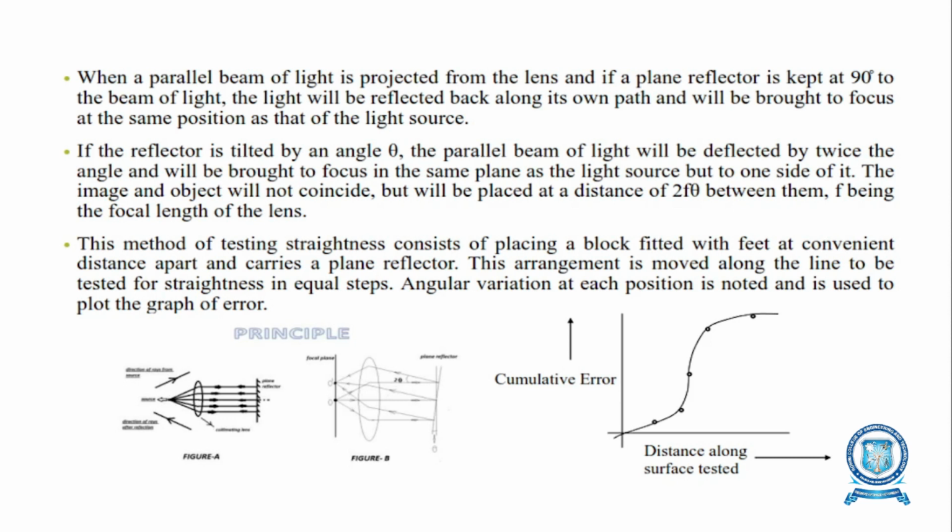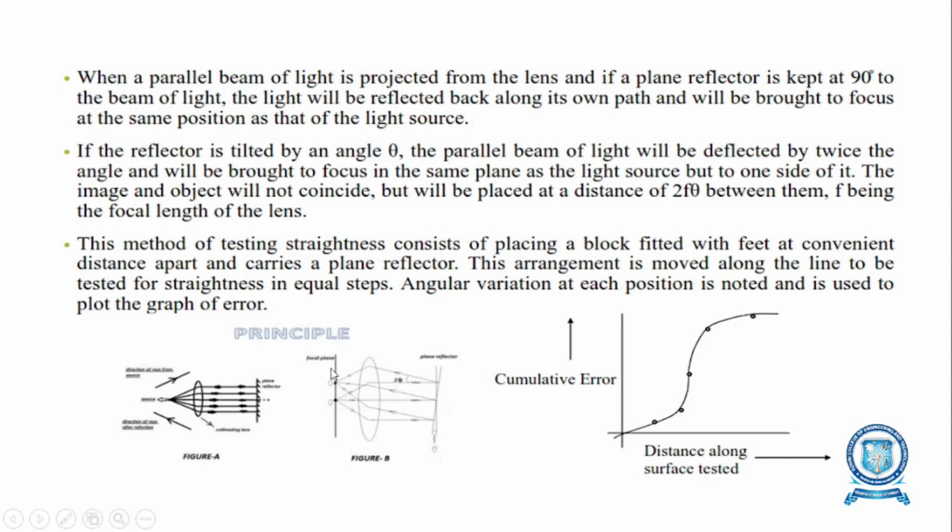This light is reflected by an angle theta. The parallel beam of light will be deflected by twice the angle and will be brought to focus in the same line as the light source, but to one side of it. The image and object will not coincide, but will be placed at a distance of 2 theta f.